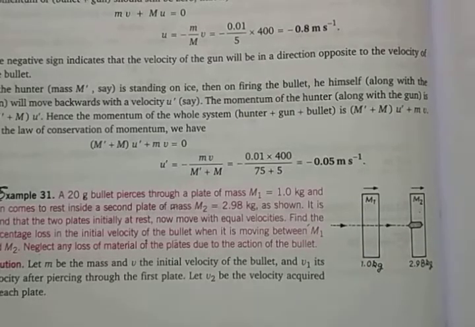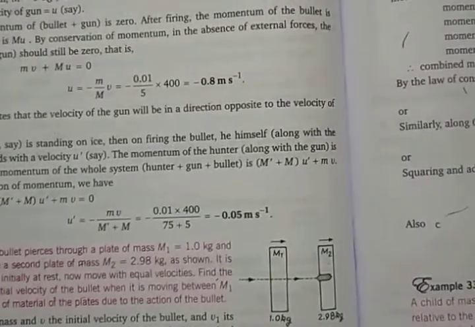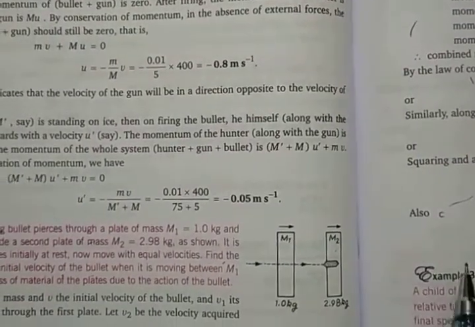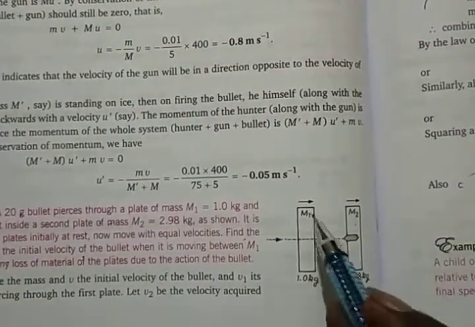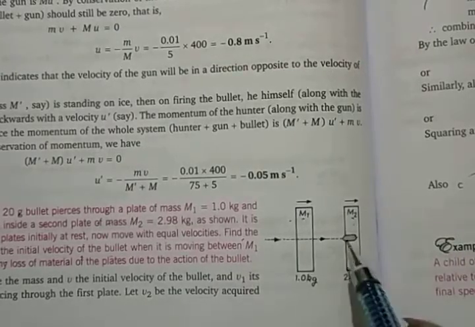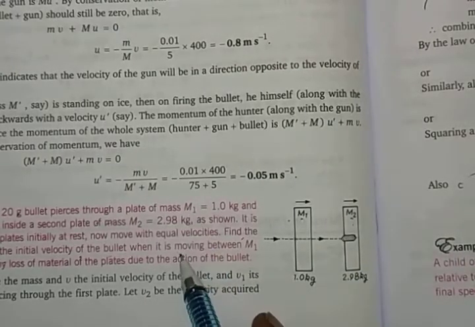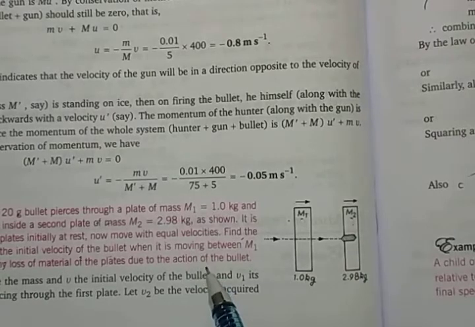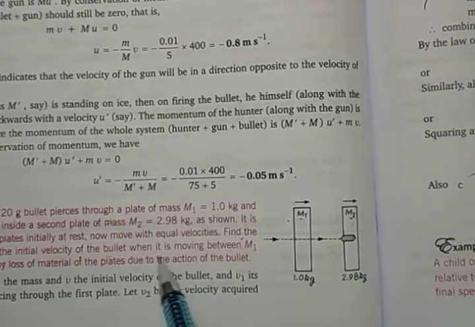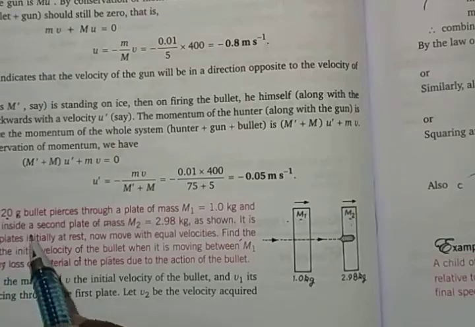If you look at this question, what is the initial momentum? The two plates are static. The initial momentum is only the mass of the bullet times the velocity of the bullet. That is the momentum. So it becomes 20 gram and the velocity.